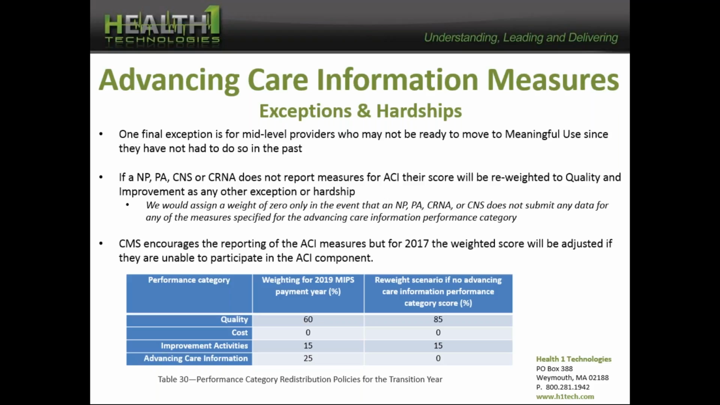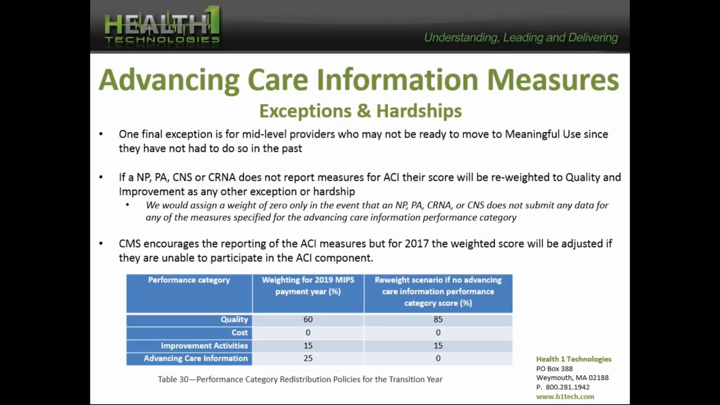So basically you just would not attest to the ACI, you would skip that portion, and then they're going to take your score, and you can see in the table below what's going to happen is normally quality gets 60, improvement activities 15, ACI 25. They're going to break that out. 85% will be weighted to quality, and then 15% to improvement activities.